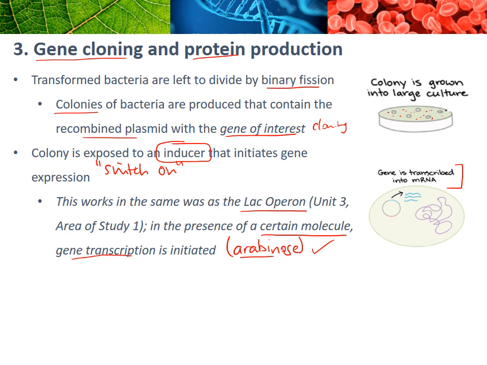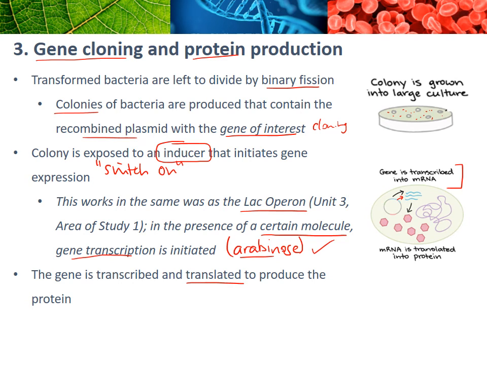So this gene here has been made into mRNA, and then the mRNA will be translated to make the protein. This mRNA now produces these proteins, which was the whole aim of doing this entire thing: to make these proteins, which, as I said in the beginning example, could be insulin.